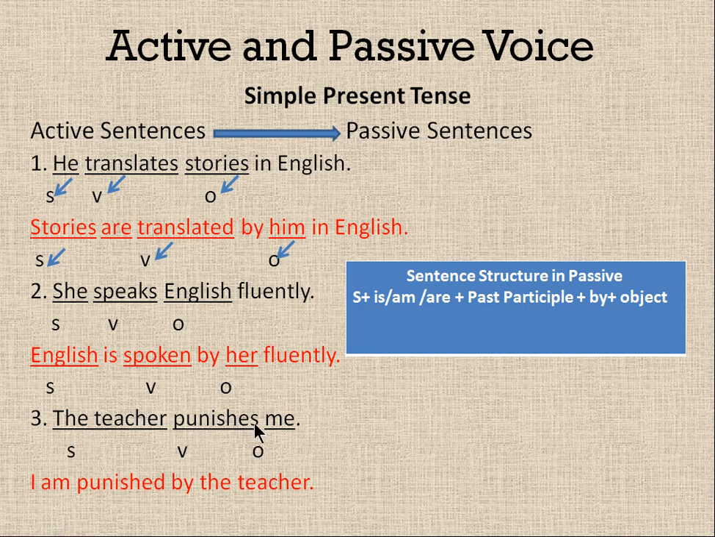The teacher punishes me. Me is an object here, so it will go to the subject place. In the subject, me becomes I, and I should be followed in present tense by am, then the past participle form of the verb, punished, by the teacher.